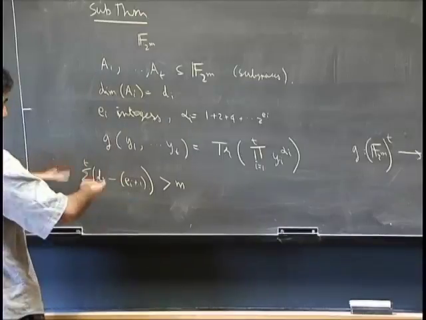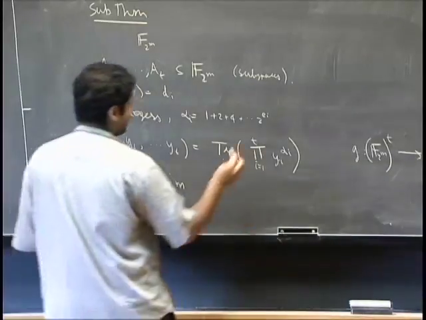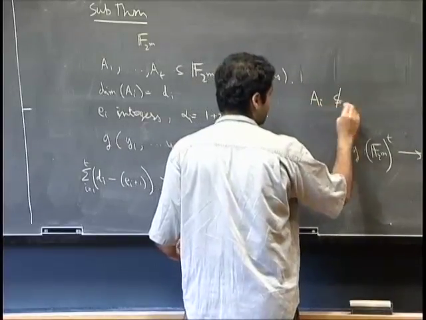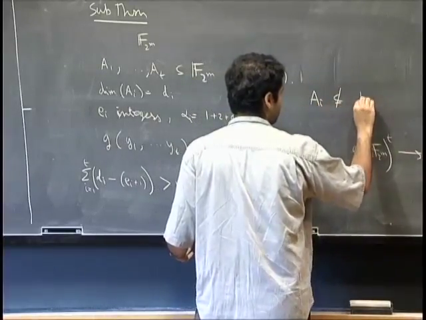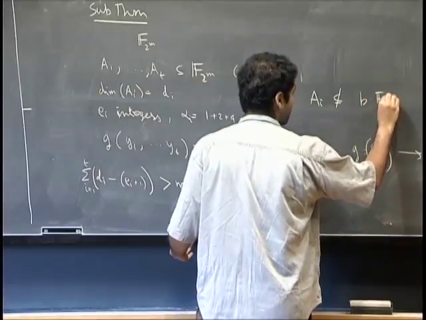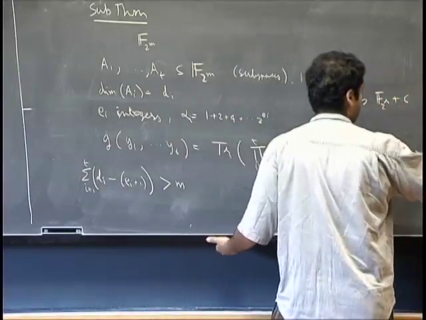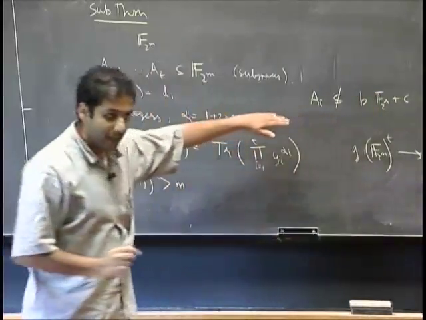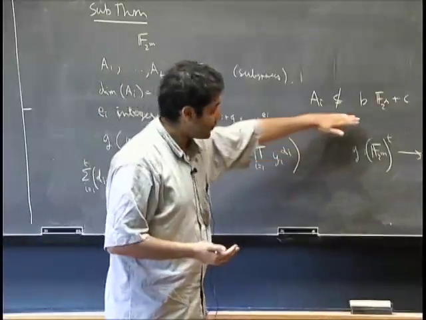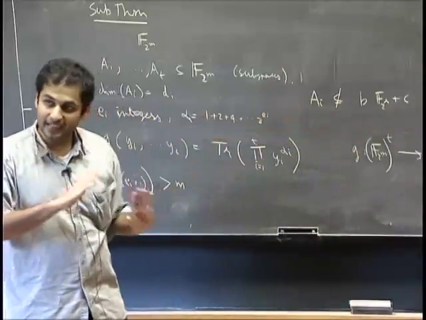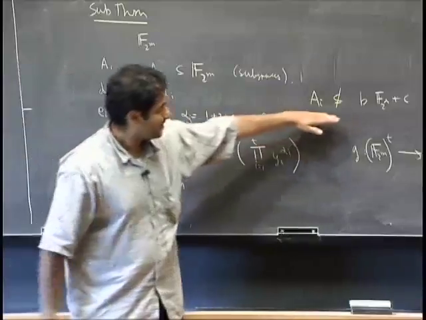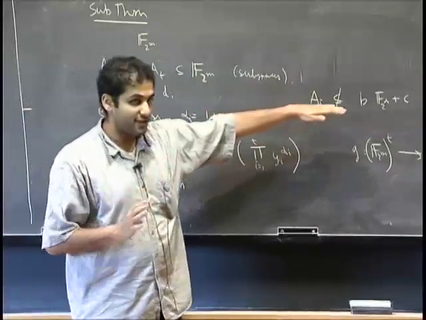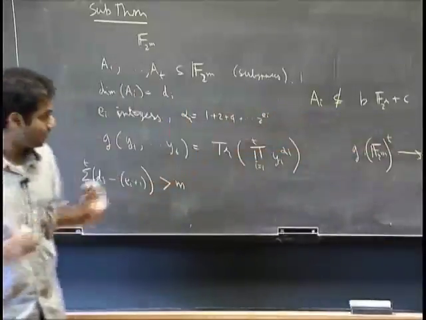so these are all hypotheses so far, and I'll add one more hypothesis, that A_i is not contained in b times F_2^r plus c for r less than m. So none of the A_i's are contained in an affine shift of a strict subfield. Okay, so for instance, if you assume m is prime, there are no subfields whatsoever, then A_i will not have this property.